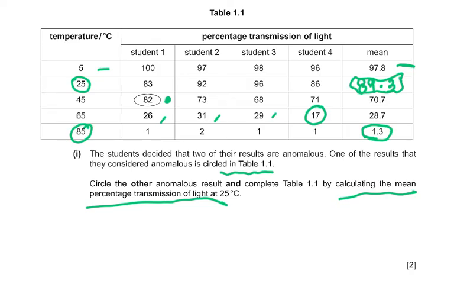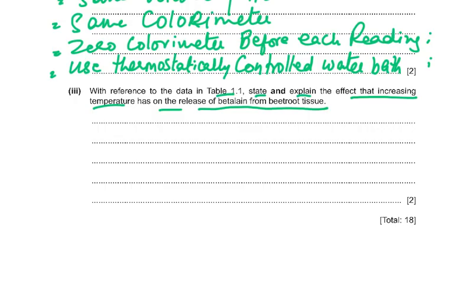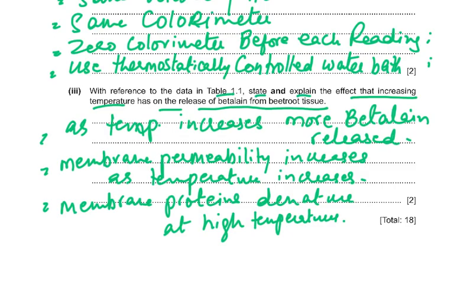So now if you look at this, how are you going to interpret this? It says more betalain released as temperature increased. Or you can say as temperature increases, more betalain is released. Why? Because the membrane fluidity increases as temperature increases. Or you can say the membrane proteins denature at high temperatures. So as temperature increases, more betalain is released, membrane permeability increases as temperature increases, and membrane proteins denature at high temperatures.